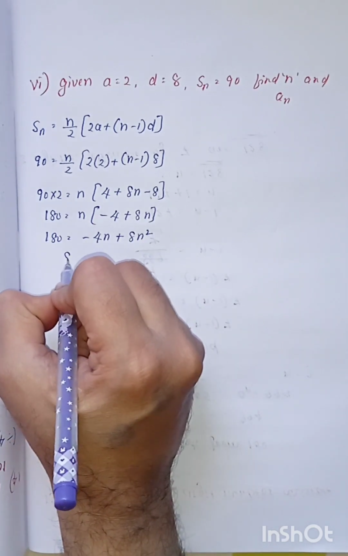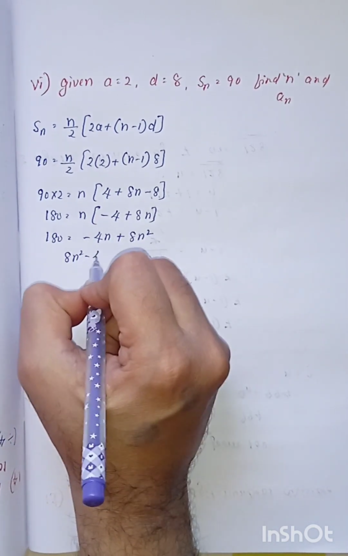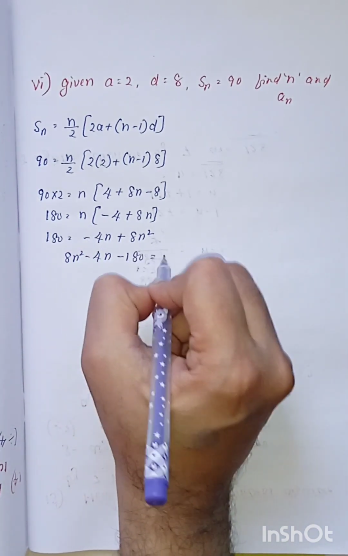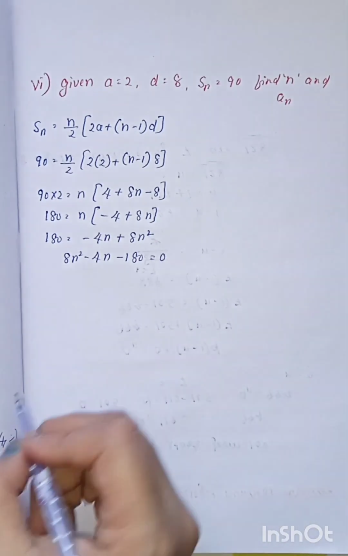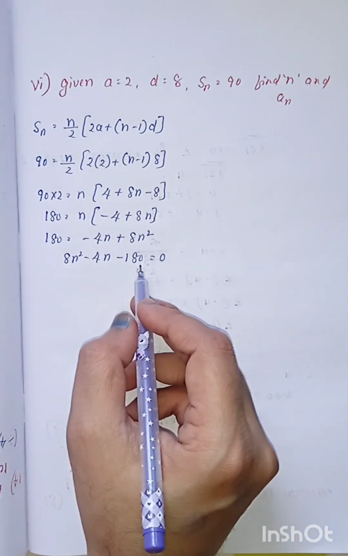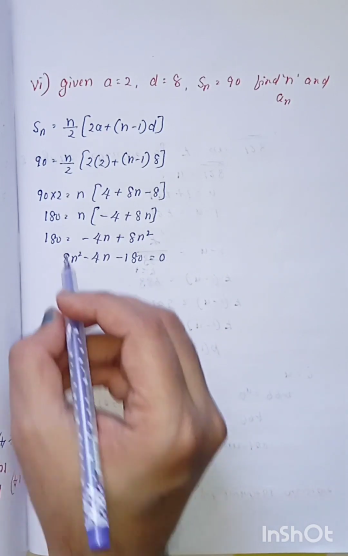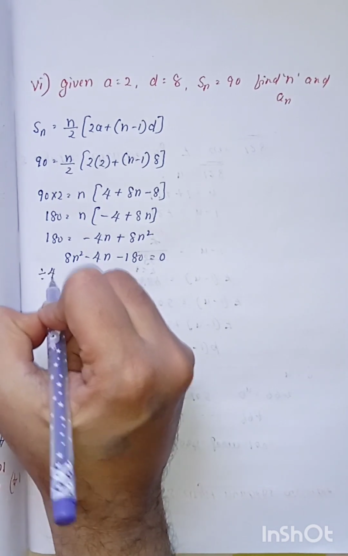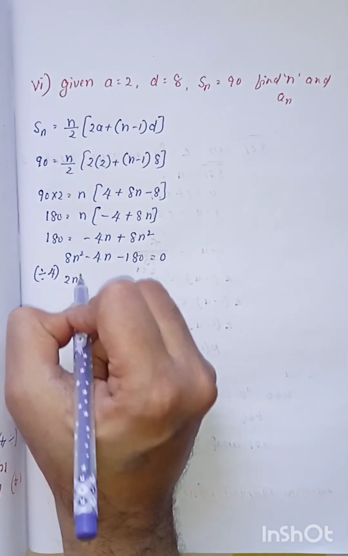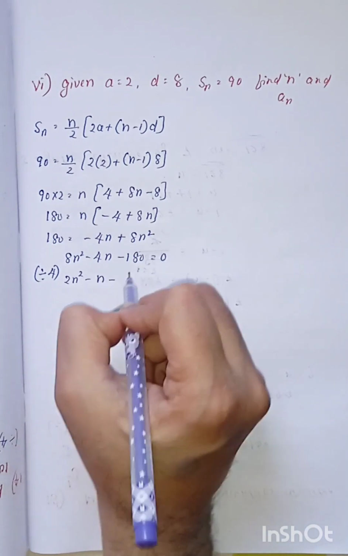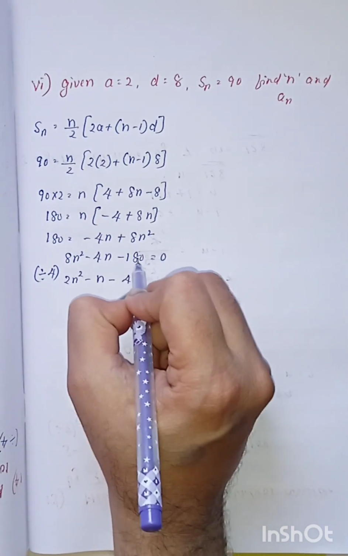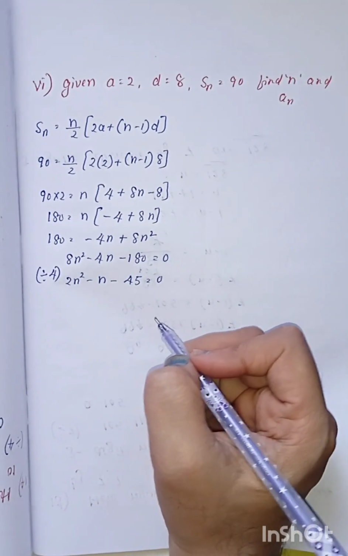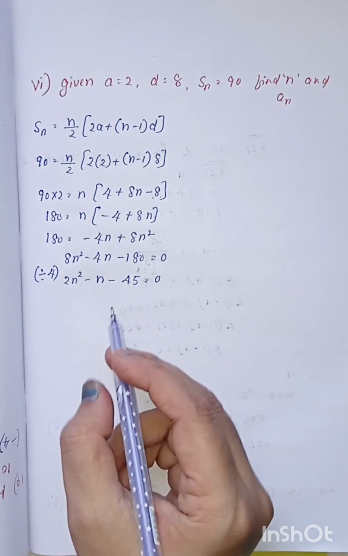First 8n square, then minus 4n, bring 180 here, it becomes minus 180 equals 0. We can take like this. After this you can do factorization of this, or you can even simplify this. All the three numbers are divisible by 4. So I will take 4. 4 2s are 8, 4 1s are 4, then 4 4s are 16, 2 remains, 4 5s are 20, you will get 0. Now we have to do the factorization for this.